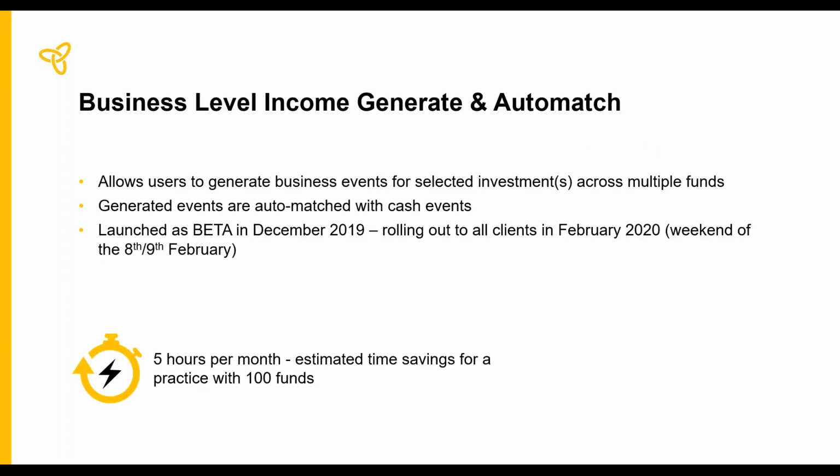With that being said, I'll jump to the business level income generate and auto match feature. Essentially, what it does is it allows users to generate income events, and the generated events are then auto-matched with cash events.